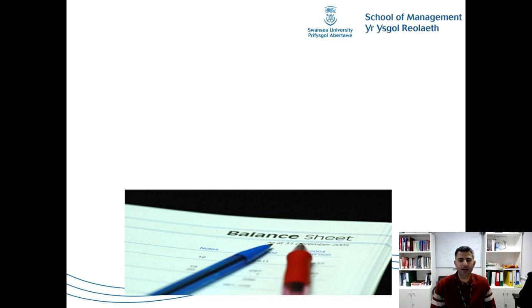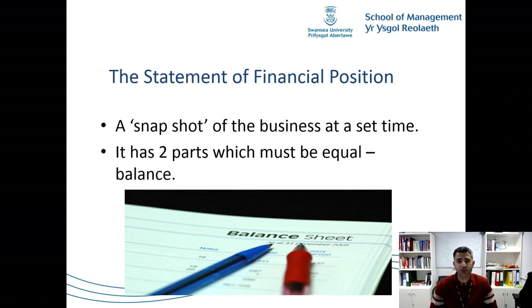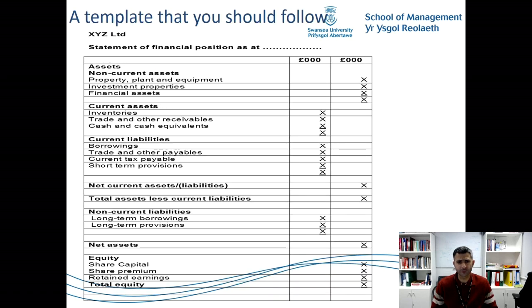Right, so now let's go to the second statement, the statement of financial position, or the balance sheet. It's a snapshot of the business, as I said, at a set time. It includes assets, liabilities, and equity. The statement of financial position is based on the accounting equation, which is assets minus liabilities equals equity. It has two parts which must be equal. So this must be balanced.